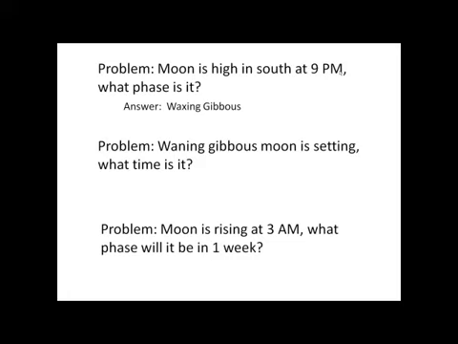The next question is the waning gibbous moon is setting. So now we know the phase, we know where it is, it's setting, always again in the west, and the question then is, what time is it? So let's work through using the lunar phases calculator to determine this.